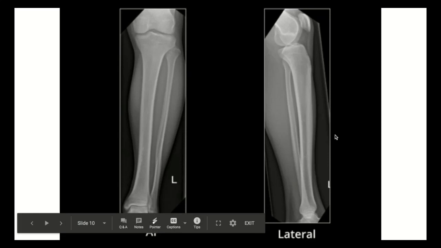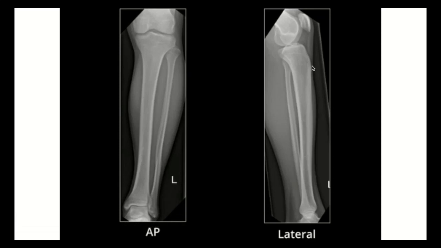And this is just a lateral view showing you the same things, but you can appreciate the tibial tuberosity a little bit better over here. Okay?